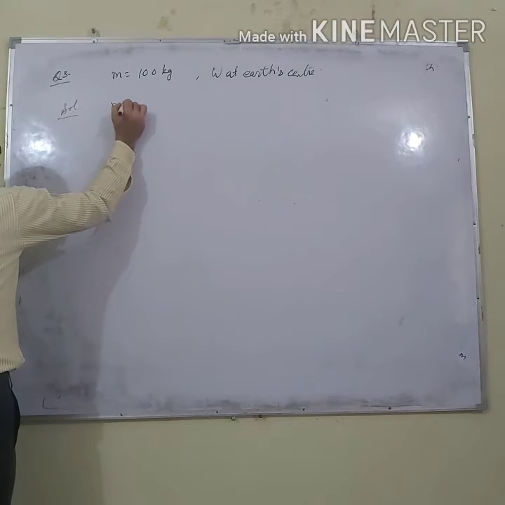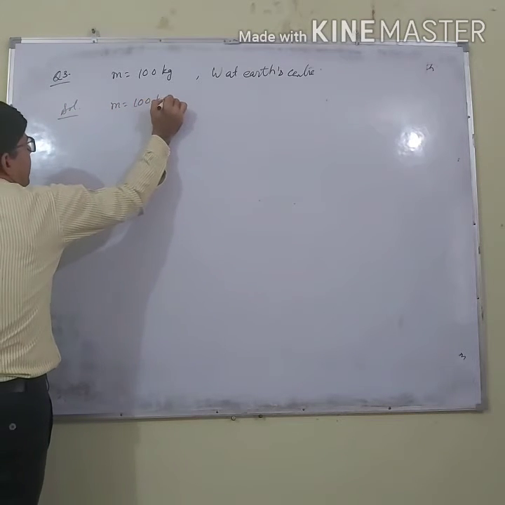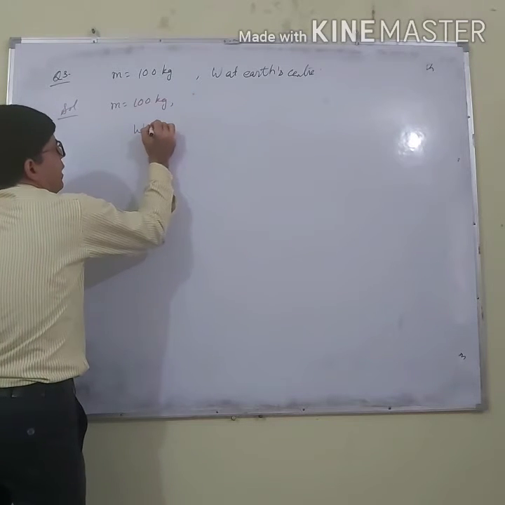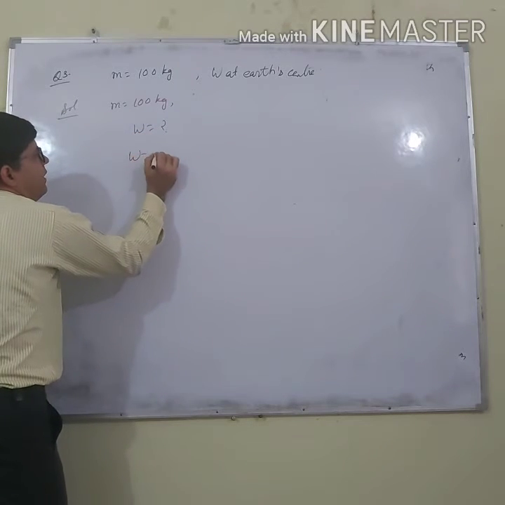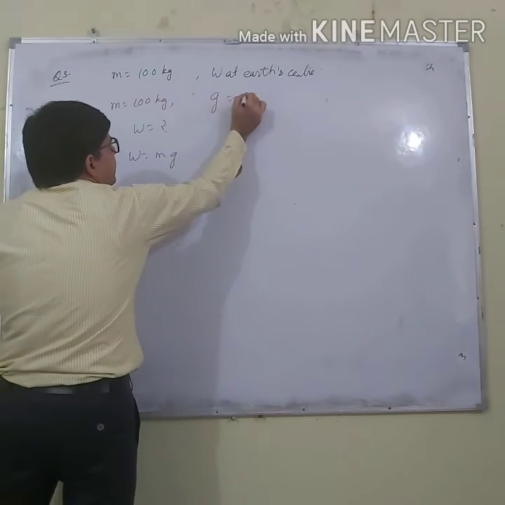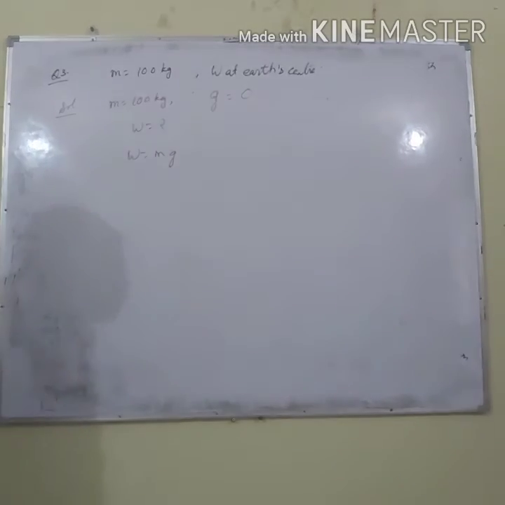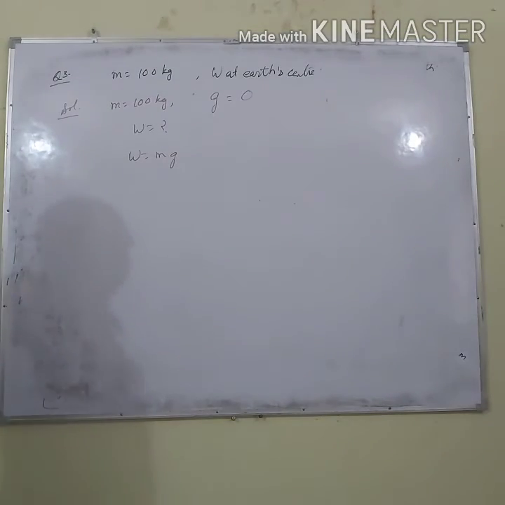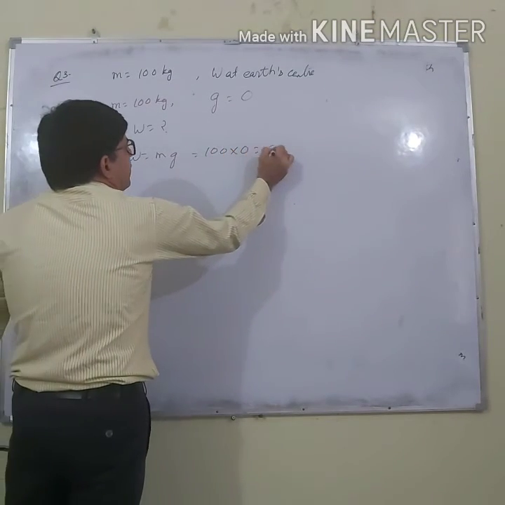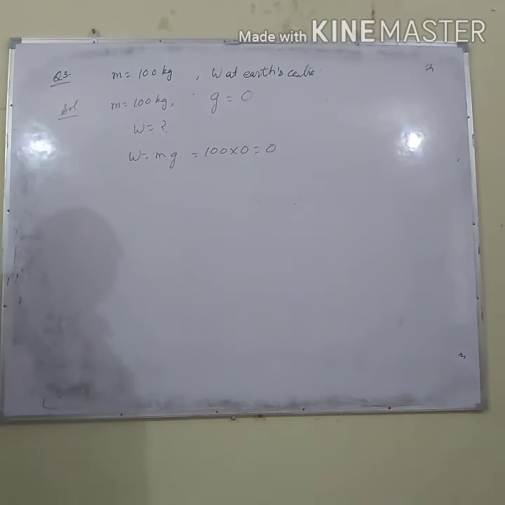Solution: mass is 100 kilogram and weight I have to calculate, and I know that weight is mg. Now what is g at Earth's center? 0. Because at the center of Earth the acceleration due to gravity is 0. So its weight is 0. So what does it mean? It means that it will feel weightless.